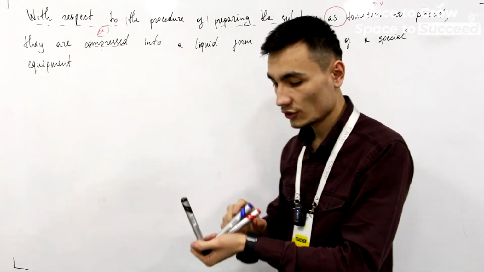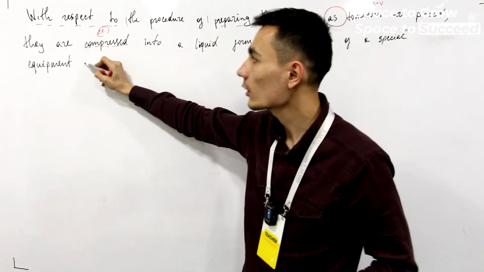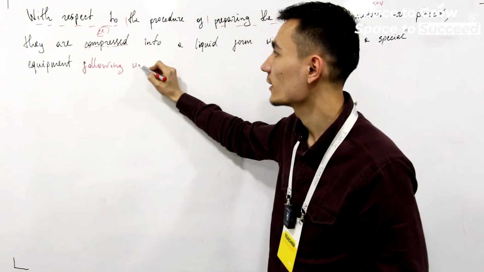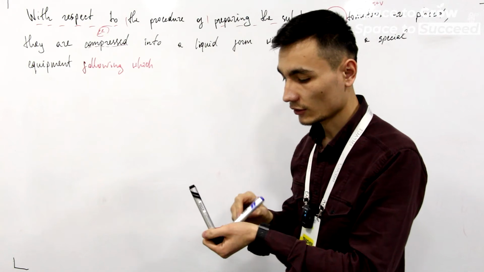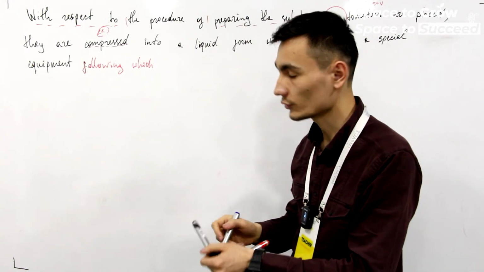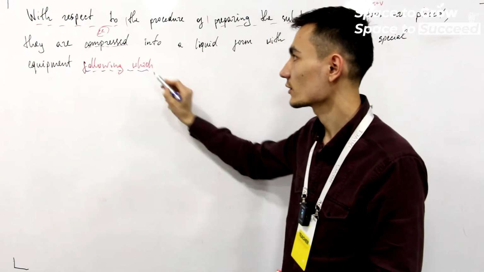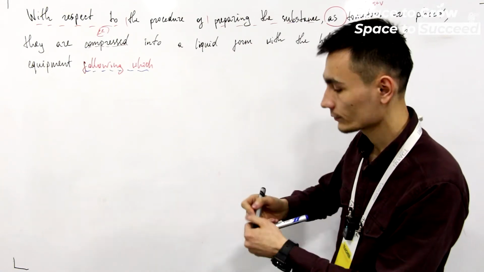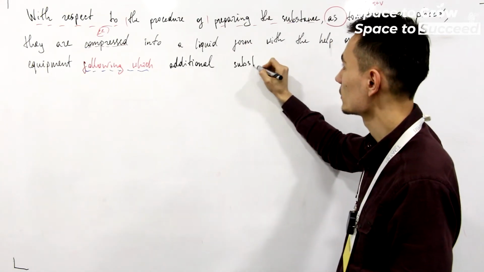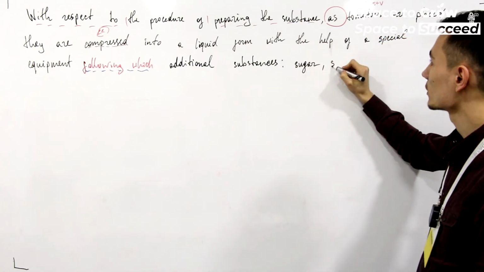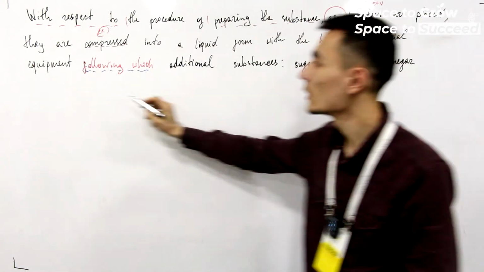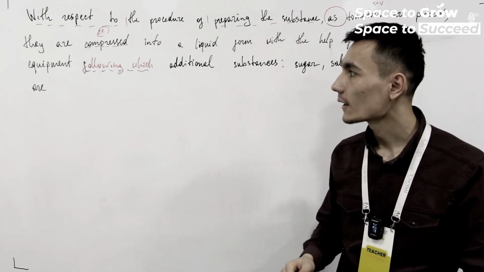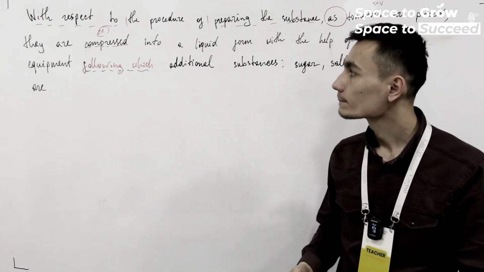I just want to continue here with the structure "following which." I'm using red because this is the connector worth noting. You have to pay attention to this and try to use it in your own essays too. "Following which, additional substances, sugar, salt, and vinegar are..." So here we add it, mix it. I don't have synonyms here, so we can just simply use "add" for now.